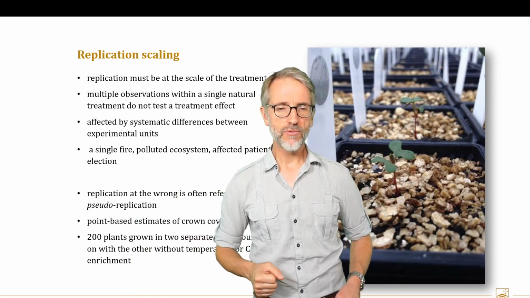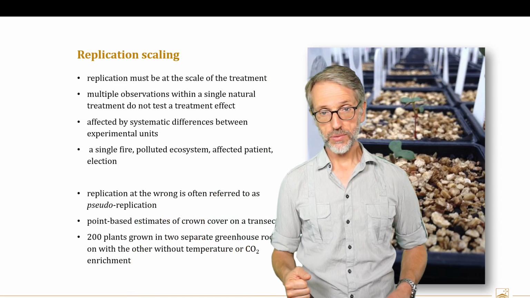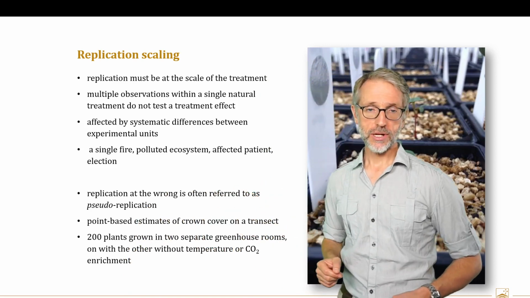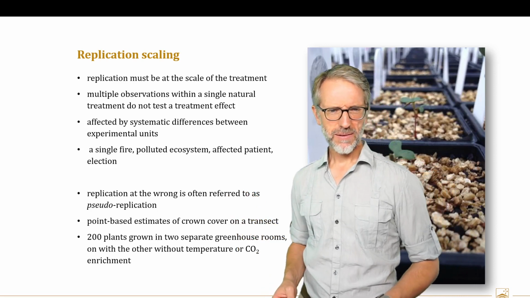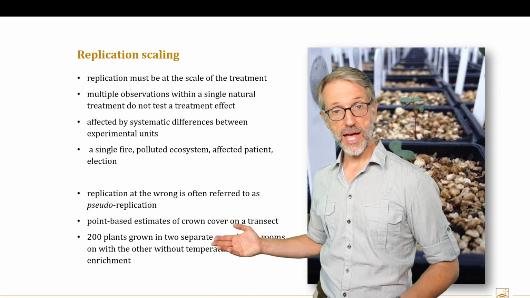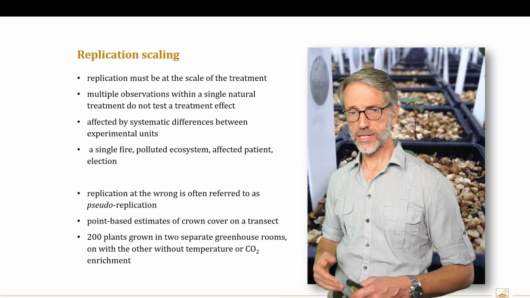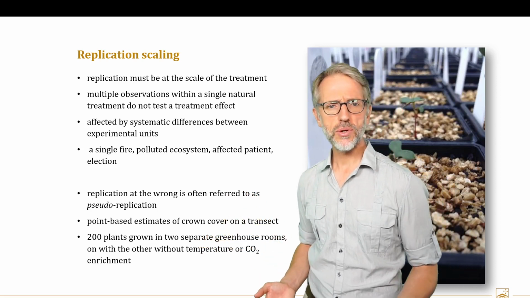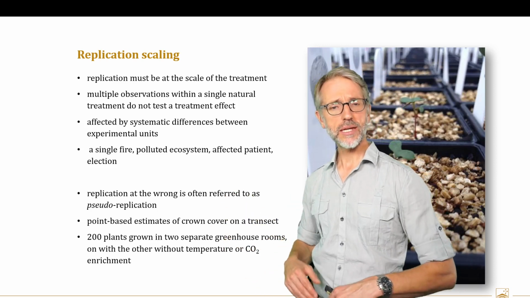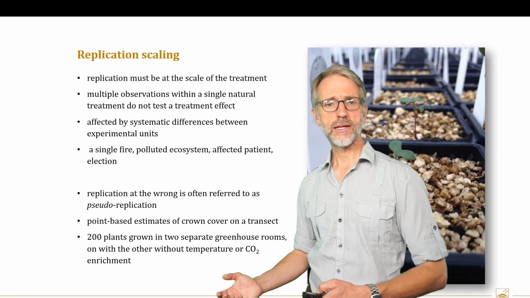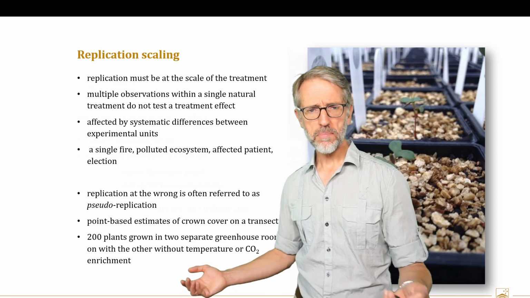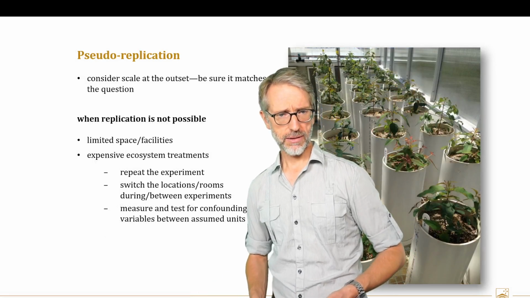There is a name for when you get it wrong, and it is called pseudo-replication. You think you've replicated, but you haven't. So point-based estimates, as we will see, of crown cover on a transect, that's not replication, that's pseudo-replication. We need to aggregate all the observations and then treat it at a transect level. And there are many other examples of that.